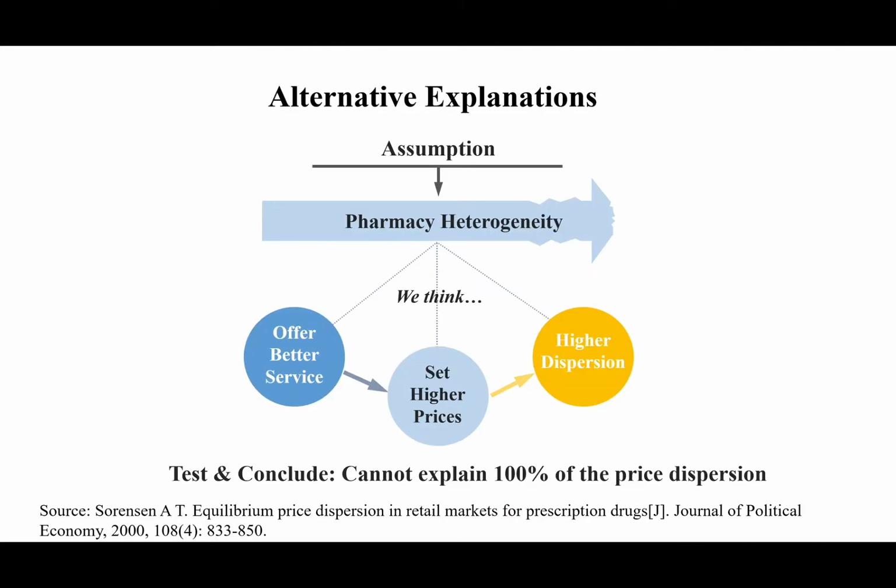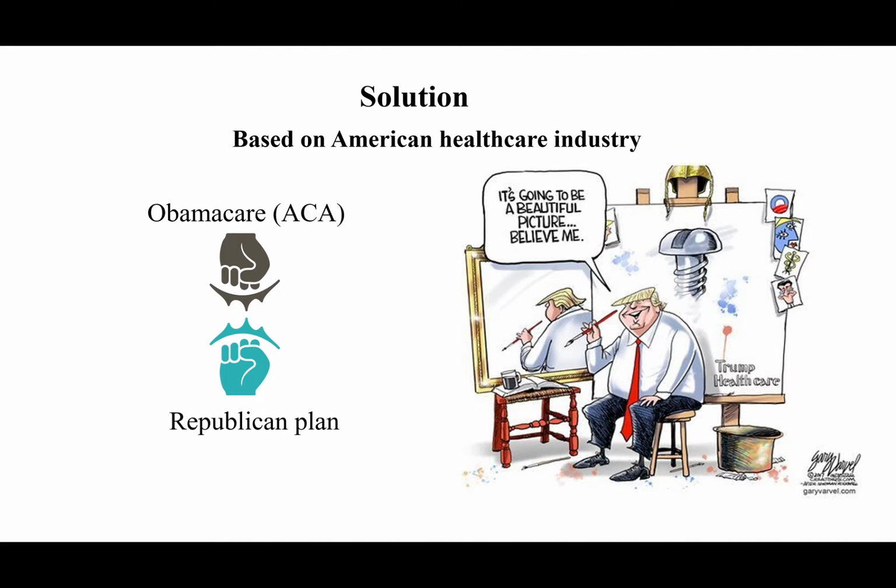There are some alternative explanations for this price dispersion. Think about pharmacy heterogeneity. You may say that if a pharmacy offers better service, then it may set higher prices, and this can lead to higher price dispersion. But this paper finds out that it cannot explain 100% of the price dispersion in drug markets. Well, as we said before, the Republicans have been trying to replace Obamacare, trying to introduce more normal market incentives. In the following part, we also look at the American healthcare industry to discuss the effect of market-friendly mechanisms on resolving the asymmetric information issue.